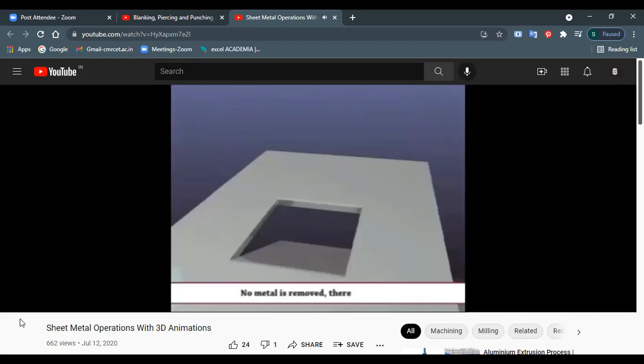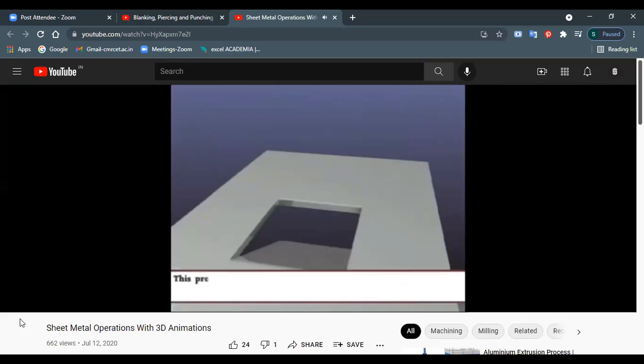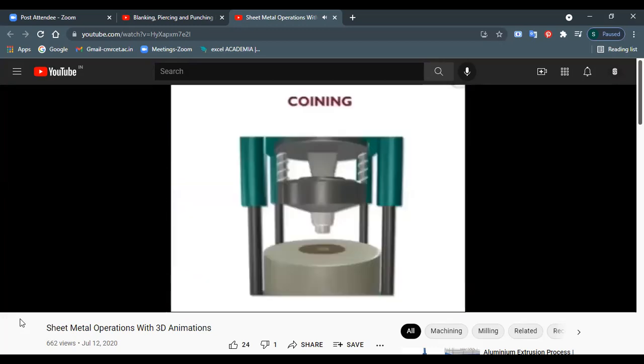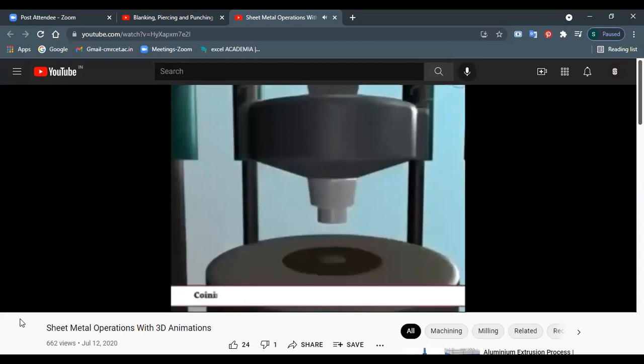No metal is removed here, but there is a shearing action. You can save material and eliminate the need for expensive scrap removal systems because it stays in its place. The punch cuts the sheet partially and bends down. As you can observe, this is coining, another important topic in our syllabus.